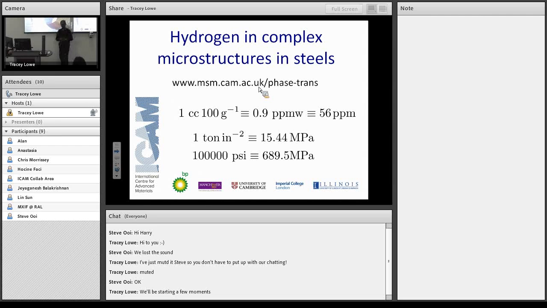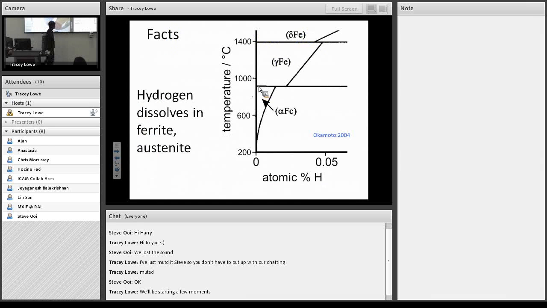Now I'm going to begin. Hydrogen is a very, very confusing subject. Hydrogen in steels is a very confusing subject with vast numbers of publications. I'm going to begin by summarizing what we know, which is beyond doubt. Okay? So the first point that I'd like to make is the iron-hydrogen phase diagram.